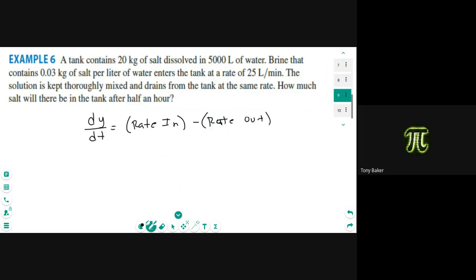Because we have water coming in and we have water going out.